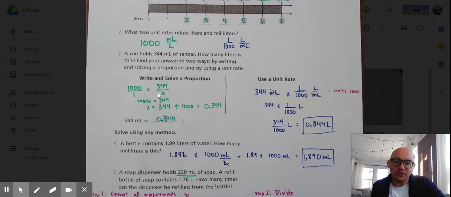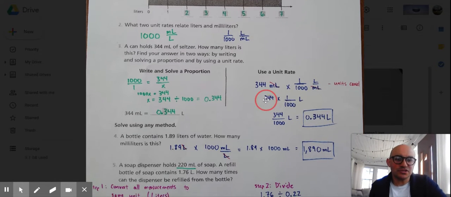We cross multiply: 1,000 times x equals 1,000x. 1 times 344, of course, is 344. I want x to be by itself, so I'm going to divide by 1,000. 344 divided by 1,000 is 0.344, and that's my final answer. 0.344 liters equals 344 milliliters. So that was the way we solved that with a proportion.